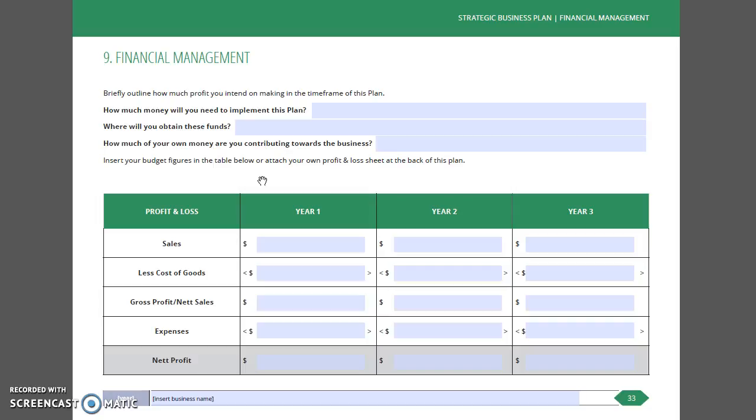So yes, there's a bit of work. It should take you around 3 hours, no more than that. But as I said, having a business plan is part of doing business, and it's an essential part of doing business. So I've tried to keep it as simple as I can by putting this template together, and I will see you next week.